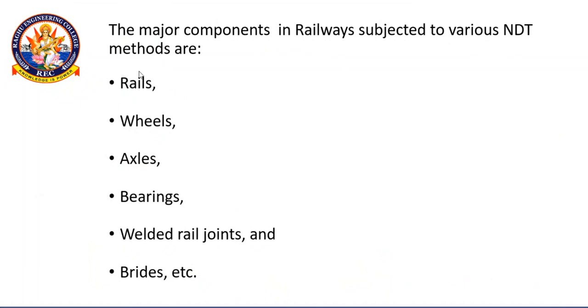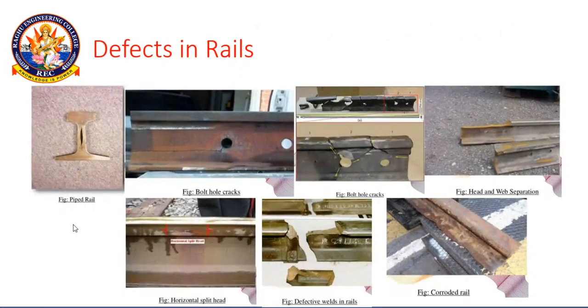Rails have some problems at the hole areas, the drill areas, and at the middle of the rail. The wheels also have problems, because it is a cast product, so there is a possibility of casting defects. In the axles, as we observed through this video on ultrasonic testing, cracks occur in the axle areas. And worn-out bearing areas we can also test with the NDT process. And welded joints: if you know the welding defects, you can clearly identify them through these NDT methods.